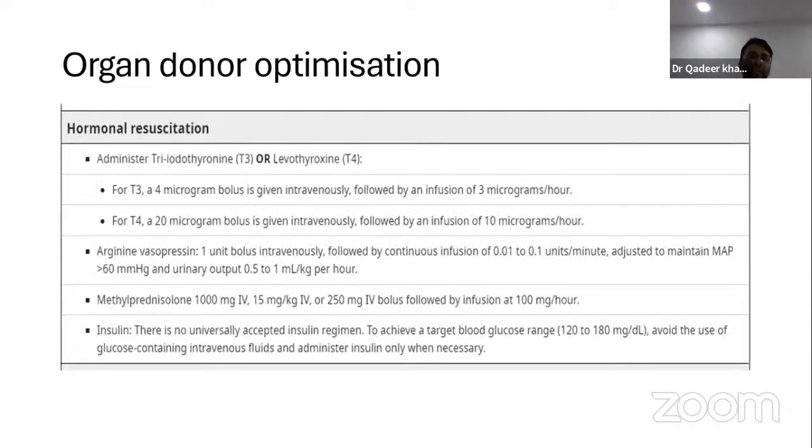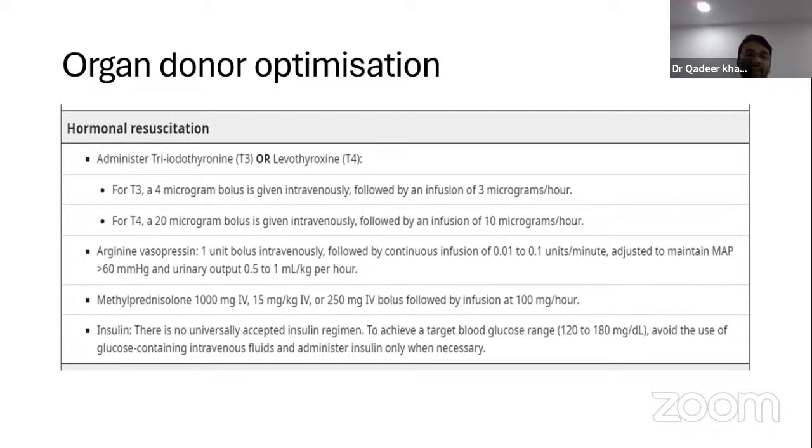Even in potential organ donor brain-dead patients, there will be relative adrenal insufficiency, with disruption of the hypothalamic-pituitary-adrenal axis. They will have dysregulation of the autonomic response. Methylprednisolone 1 gram, 15 mg per kg IV, was given, followed by an infusion of 100 mg per hour, and was considered in a few patients to prevent adrenal insufficiency because of the loss of the hypothalamic-pituitary-adrenal axis.